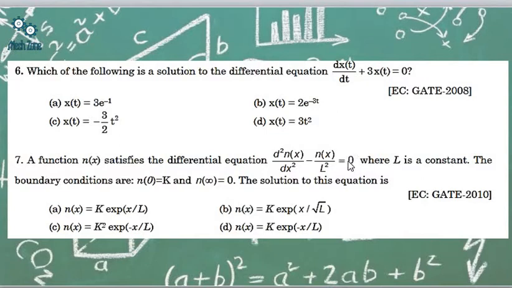Now since the right hand side is 0, the solution becomes very simple because the particular integral would be simply 0, and the auxiliary equation would be D square minus 1 upon L square, this would be equal to 0. Okay, and D would be simply plus minus 1 upon L.